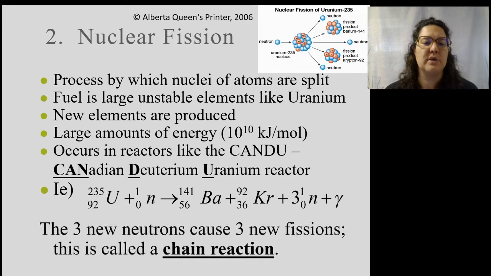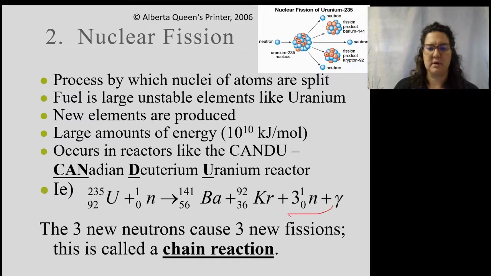So this new neutron causes 3 new fissions because we have 3 neutrons on the product side. That can then start 3 new decompositions. So these 3 neutrons that are now products can go back and start 3 new reactions in a chain reaction.